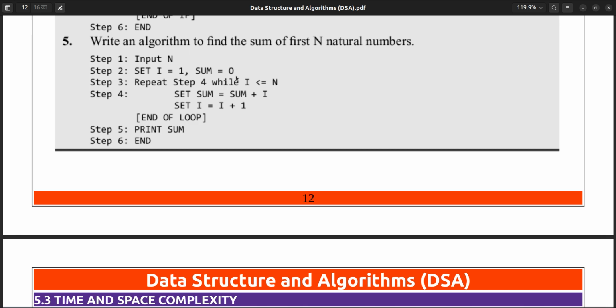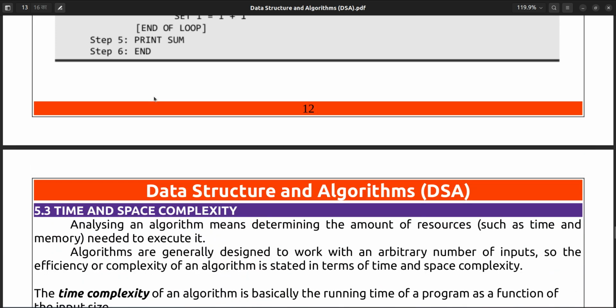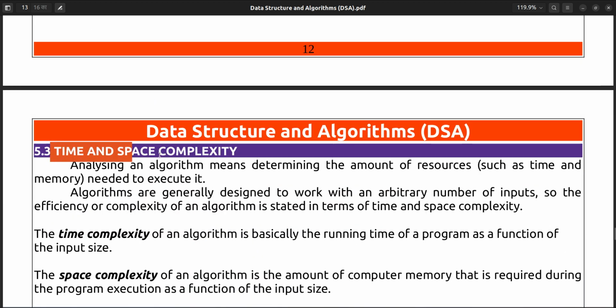One variable, if it is using 8 bits, so 3 variables means 24 bits it will use. So that is space complexity. Time complexity is how much time, that could be in seconds, milliseconds, whatever parameter you use. So that is called time and space complexity.